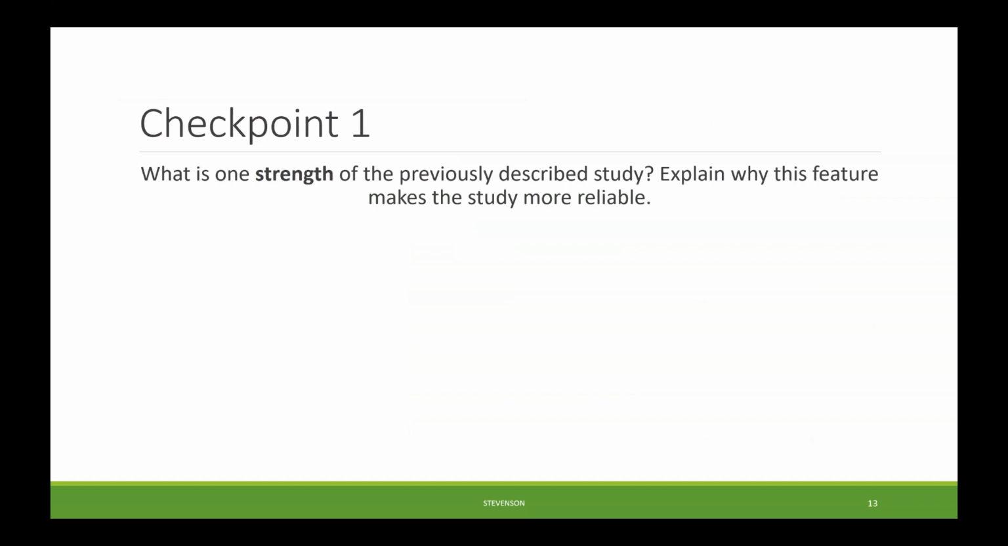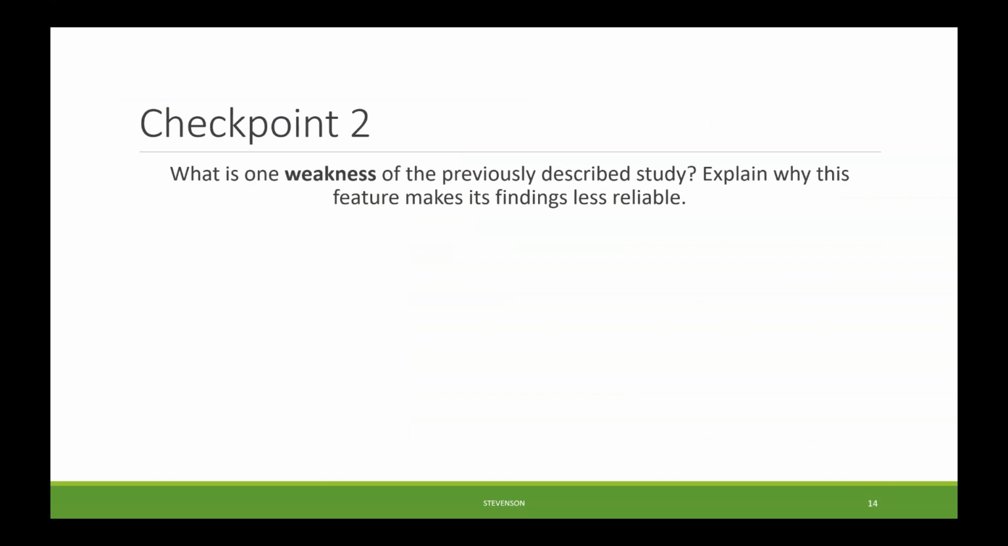So, in this checkpoint, given that summary of the study, I'd like you to tell me what is one strength of the study, what's one feature that is good about it, and explain why this feature makes it more reliable. And in the second checkpoint, I'd like you to tell me what's one weakness of the study and why that weakness makes it less reliable.